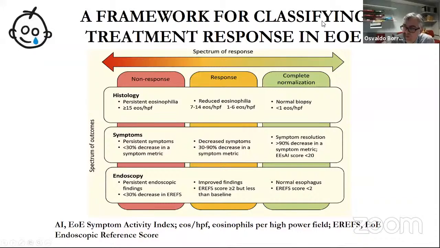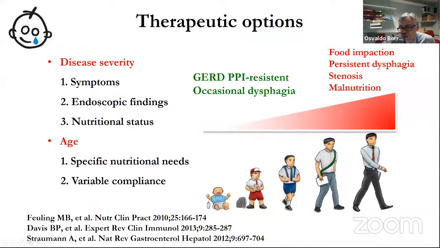While those patients who respond to the treatment have decreased eosinophilia at the level of the distal and proximal esophagus, usually ranging between 1 and 6 and 7 and 14, decreased symptoms of at least 30% based on the SAM score used in the literature, and improved endoscopic findings. Complete remission means absence of eosinophils, almost complete symptom resolution, and a normal esophagus at endoscopy.